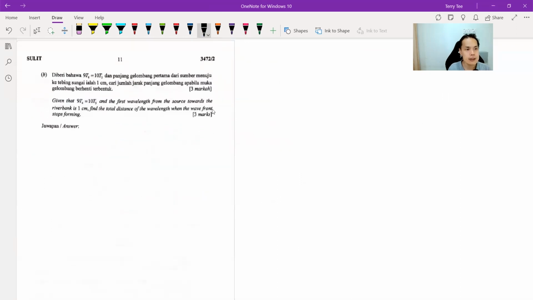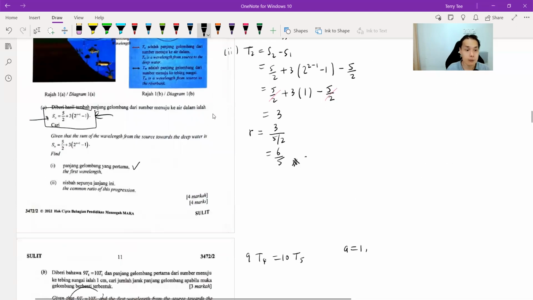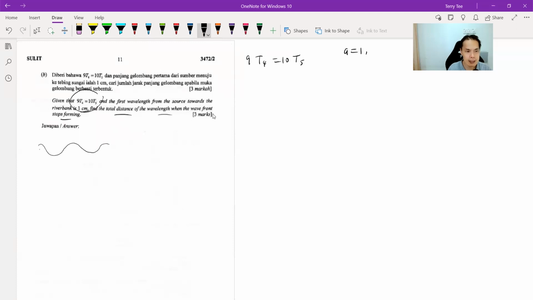It is given that 9T4 is 10T5, and the first wavelength from the source towards the riverbank is now 1 cm. That means I know my A is now 1. We're supposed to find the total distance of the wavelength when the wave front stops forming. The first time you put the bait into the water, you have what we call a waveform. It starts to slow down until it basically disappears. Your waveform actually gets smaller and smaller. At one point, it goes to 0.